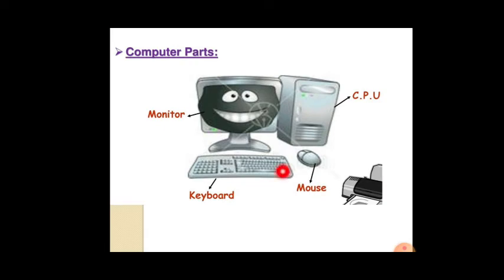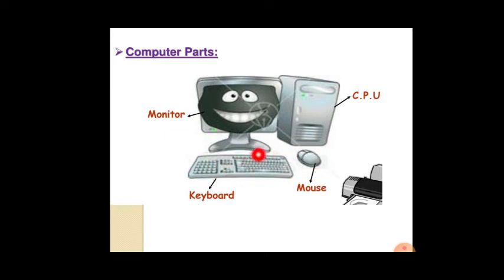Next, again one more picture of computer parts. You can see the monitor here laughing. Then this is the CPU, this is the mouse and this is the keyboard. All together will form our computer. Without each other, this CPU won't work without monitor and keyboard. Similarly, the monitor doesn't work without keyboard, mouse and the CPU. So all these are interconnected. Each requires the other.